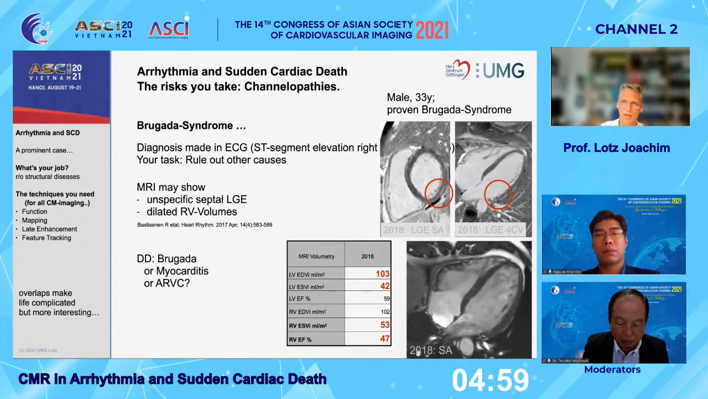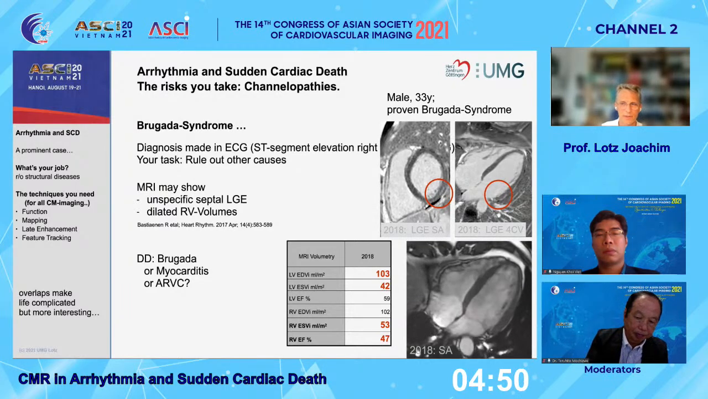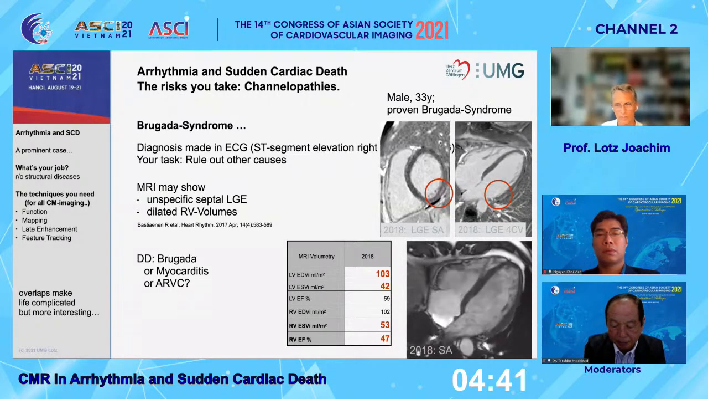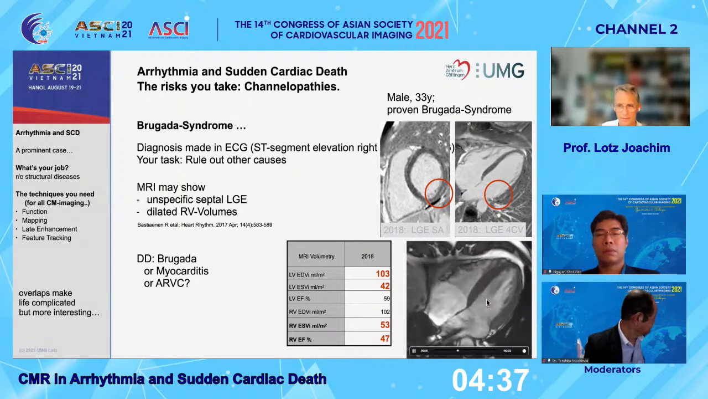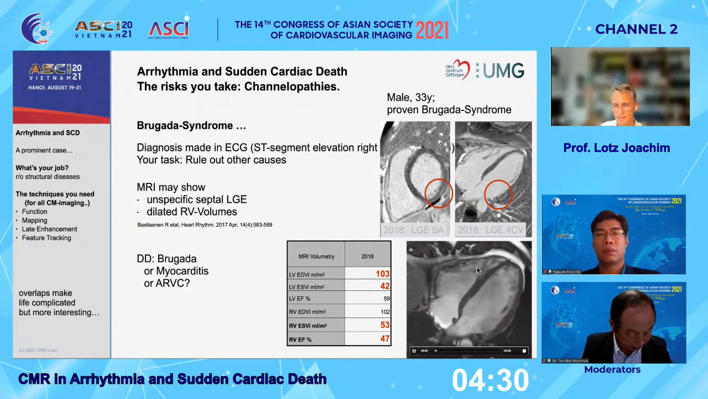And this is a patient who actually has a proven Brugada syndrome, as seen on the ECG, and he was brought to us for MRI in 2018 with the question, is there anything else? And so we did our imaging, and we saw that he has a little bit dilated systolic right ventricle, but the end-diastolic parameters were all good.